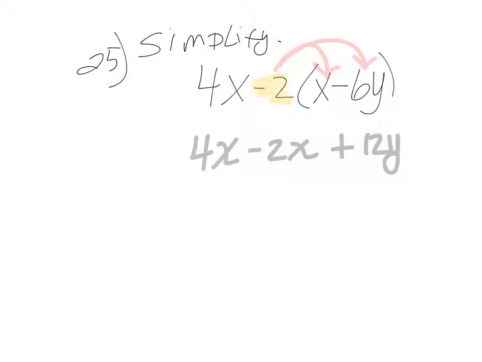And just when we think we're done, we actually have to combine like terms. 4x and negative 2x are like terms. So that's 4 minus 2, or different sign, subtract, keep the sign of the bigger number, whichever one. 4x minus 2x is 2x. And then we still have our plus 12y, and that's our final answer.